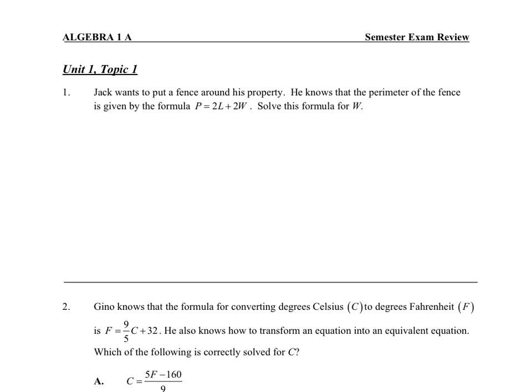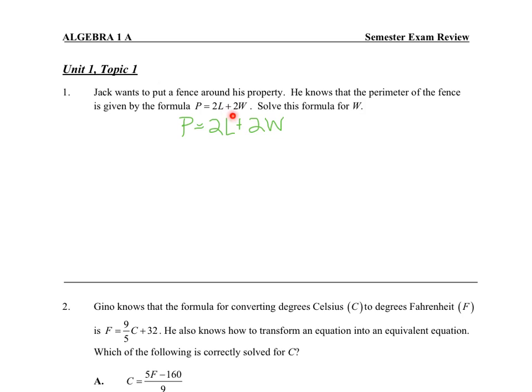Question 1. Jack wants to put a fence around his property. He knows that the perimeter of the fence is given by the formula P equals 2L plus 2W. Solve this formula for W. Well, we're going to solve it. This is a literal equation. We're going to solve it just like we would any other equation, which is by trying to isolate W.